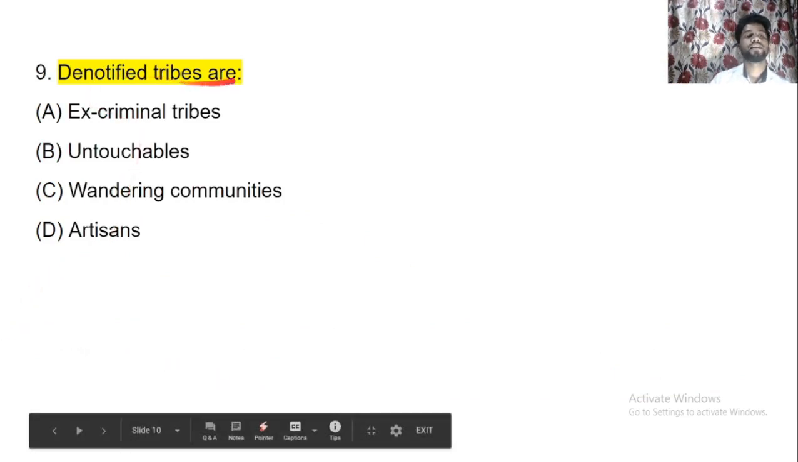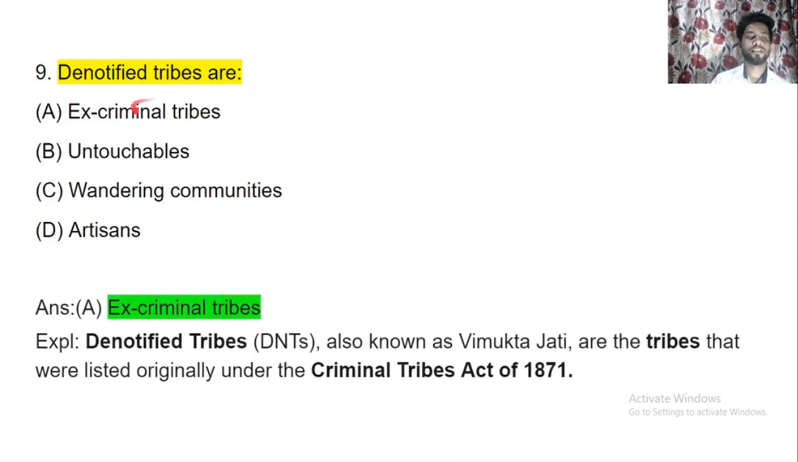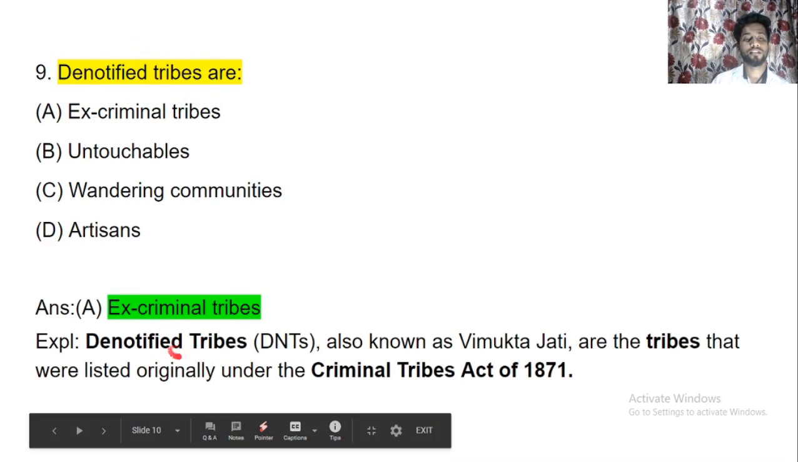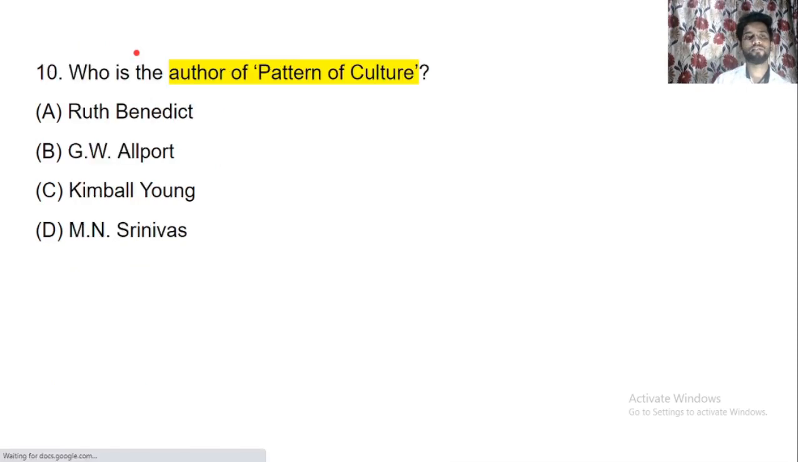Now, denotified tribes, this is also a repeated question. The denotified tribes are all known to be ex-criminal tribes. Now, what are denotified tribes? Denotified tribes, also known as Bimukti Jati, are the tribes that were originally listed under the Criminal Tribes Act 1871. So if you are asked about the Criminal Tribes Act, that is under 1871, and it is about ex-criminal tribes. They are known as denotified tribes.